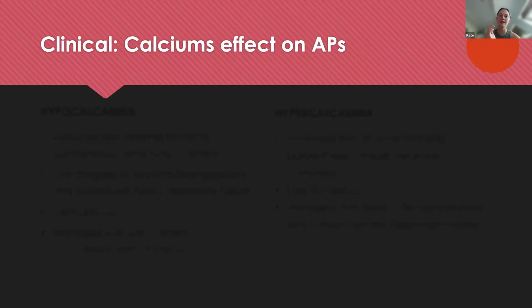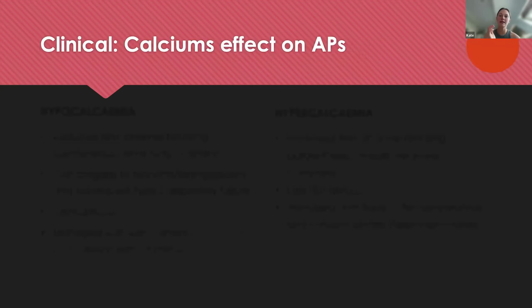This is clinical. Again, useful for your essays, but it's extra to the core. So calcium affects action potentials, and the way it affects action potentials is that the calcium ion transiently blocks sodium channels, and it shortens the time course for closing of the activation gates. So you get a difference in action potential when you have either low calcium or high calcium.